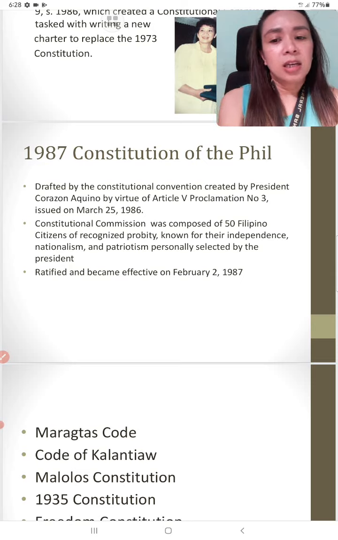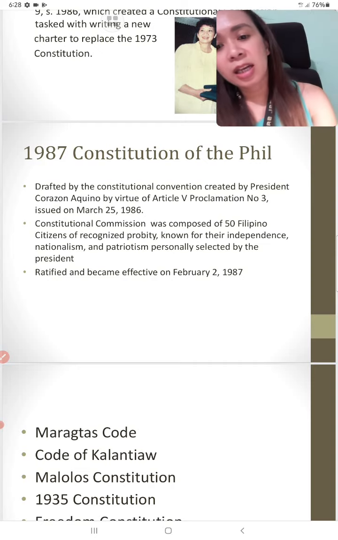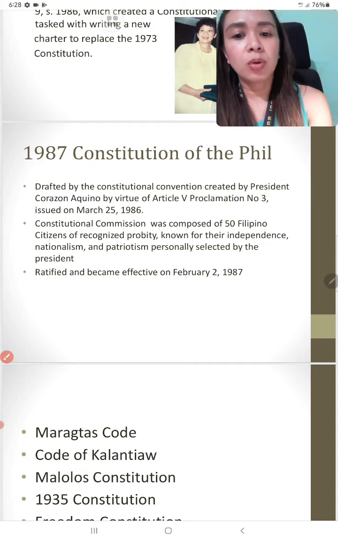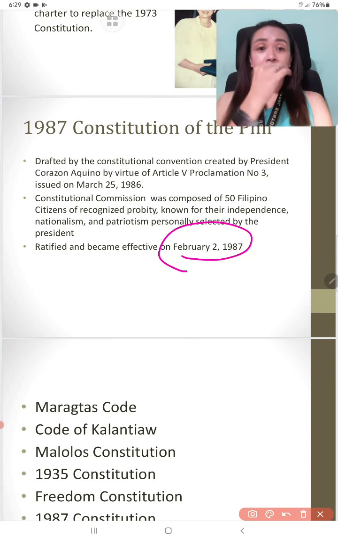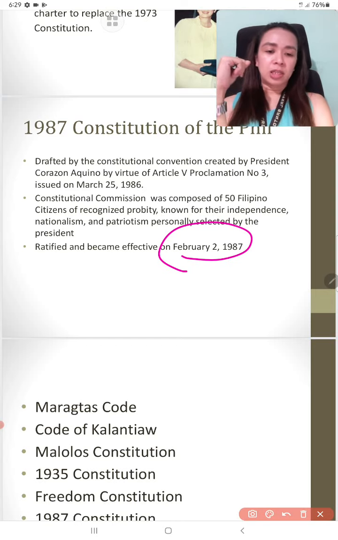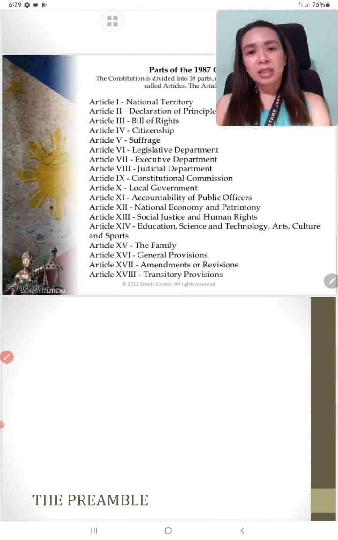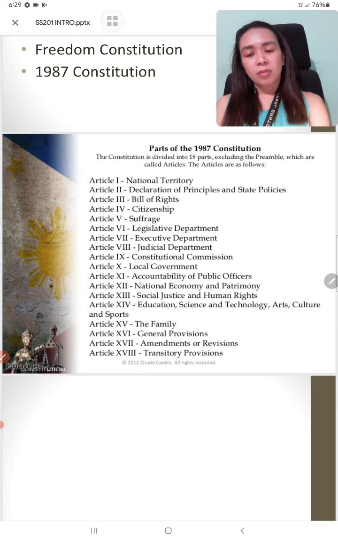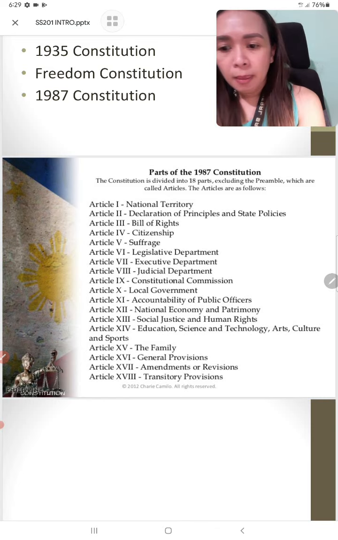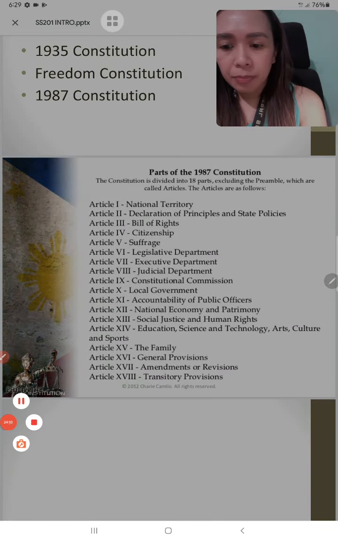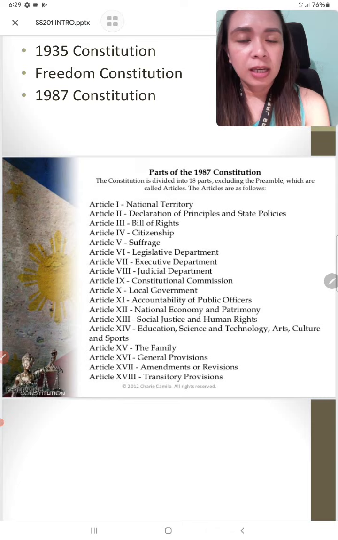The 1987 Constitution was ratified and became effective on February 2, 1987, and that is our Constitution even until today. So, what is the content of this 1987 Constitution? We will discuss the 1987 Constitution in our next video.